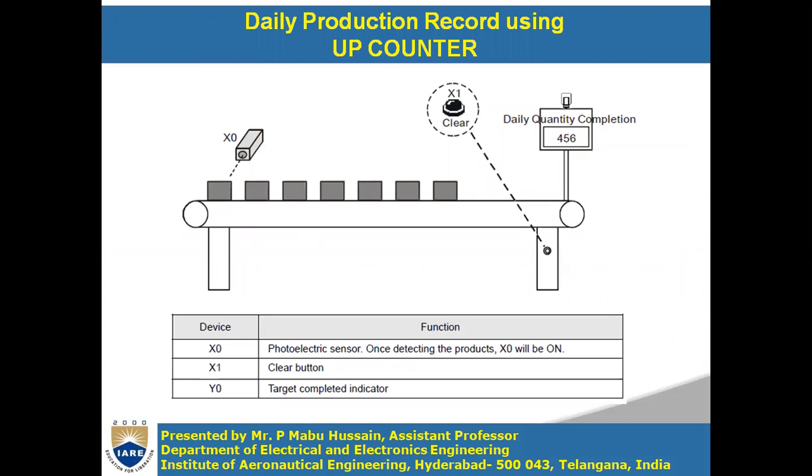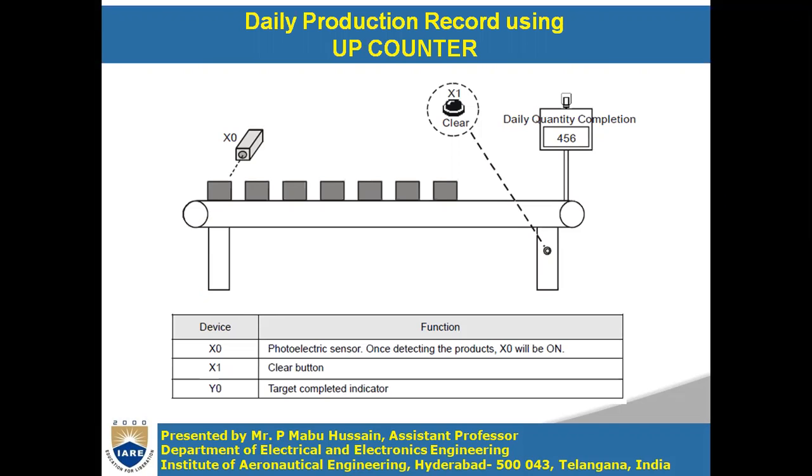To understand the up counter, let us take an example: daily production record using an up counter. In a manufacturing industry, many products are produced in a day, and now we are going to count those products. The industry will keep some target in a day. Let us suppose 500 is the target to produce in a day.